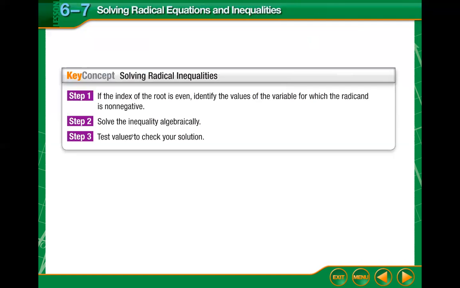All right, go ahead, copy down the 3 steps for solving radical inequalities. It's very much the same. The only difference is at the end, you have to check to make sure that your solution truly does work with the inequality provided.